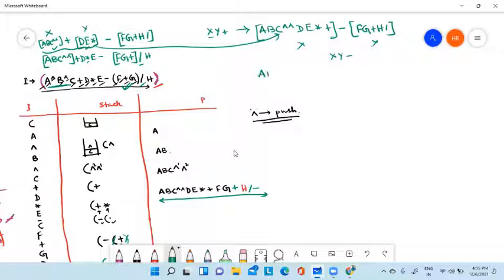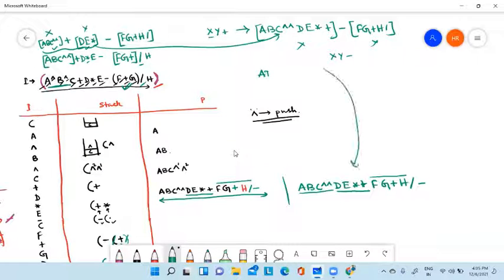X means a b c to the power d e into plus, this is x, and what is y, f g plus h division. Then comes the minus. Now compare: a b c to the power d e into plus, f g plus h division minus. So if you apply the BODMAS rule, you will get this expression.